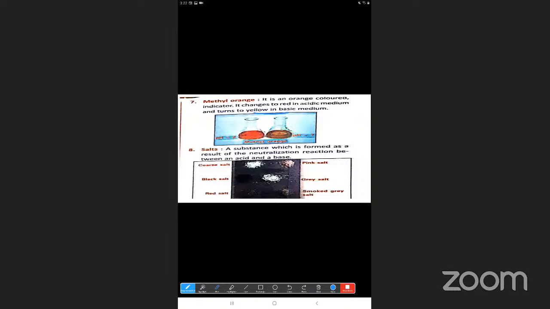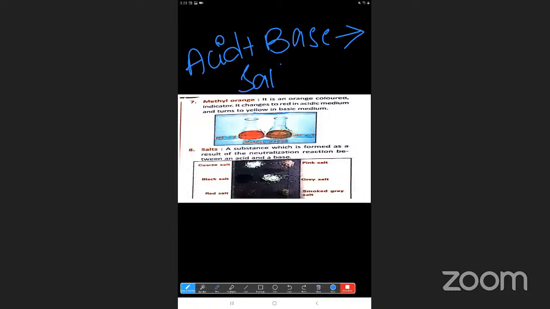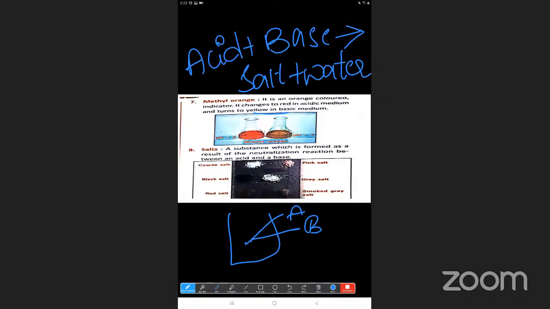And next one, salts. A substance which is formed as a result of the neutralization reaction between an acid and a base. That means when an acid reacts with base, it will form salt and water. So this reaction is known as neutralization reaction. That means if in a beaker you have taken an acid and base, what is the nature of the solution? The solution does not have acid nature or base nature. The acid and base both are neutralized. So it will form salt and water.